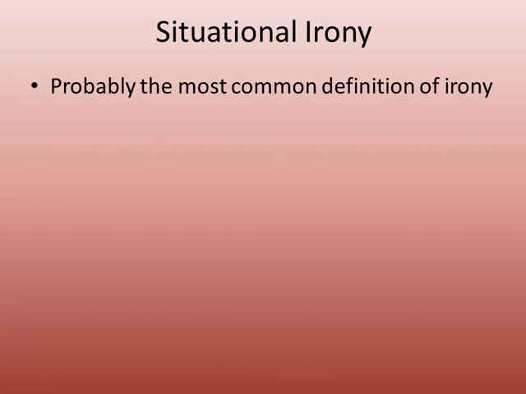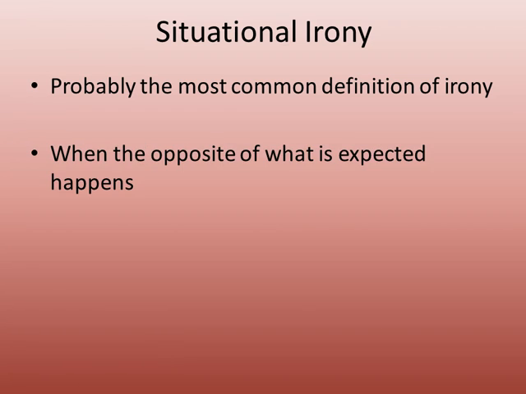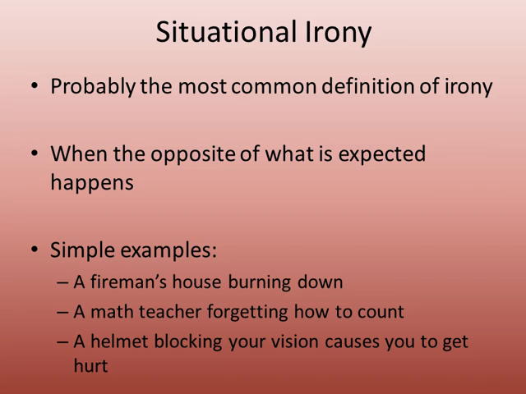The next type of irony is called situational irony. This is probably the most common definition for irony, probably the first type of irony that you learn about. It's when the opposite of what is expected happens. So here are some basic examples. A fireman's house burns down. You wouldn't expect that a fireman would have his house burned down. A math teacher forgets how to count. Again, you wouldn't expect that to happen. It's the opposite of what you would expect. A helmet blocking your vision causes you to get hurt. Normally you put on a helmet to be protected from getting hurt. Instead, you put a helmet on, and it causes you to get hurt.